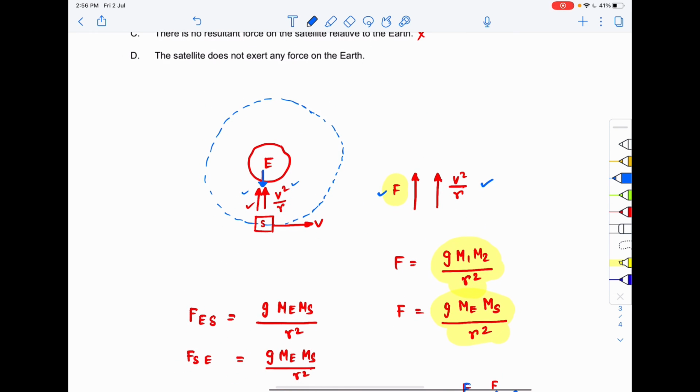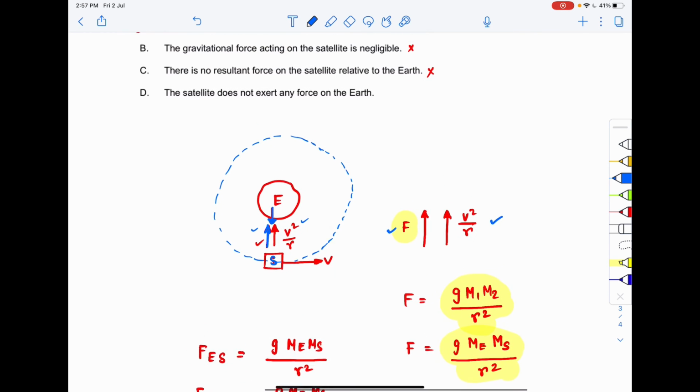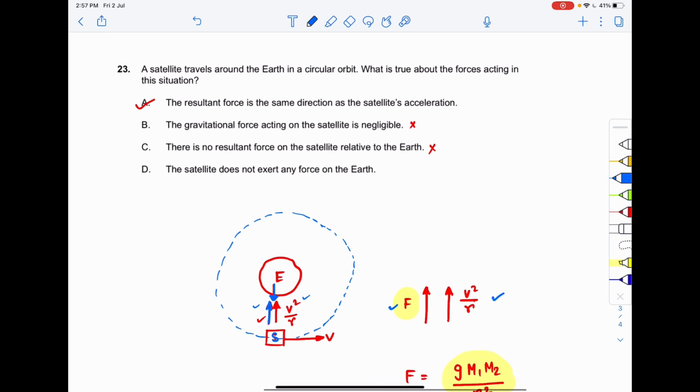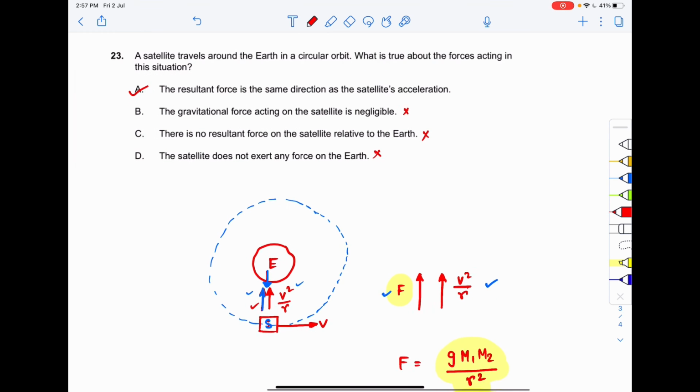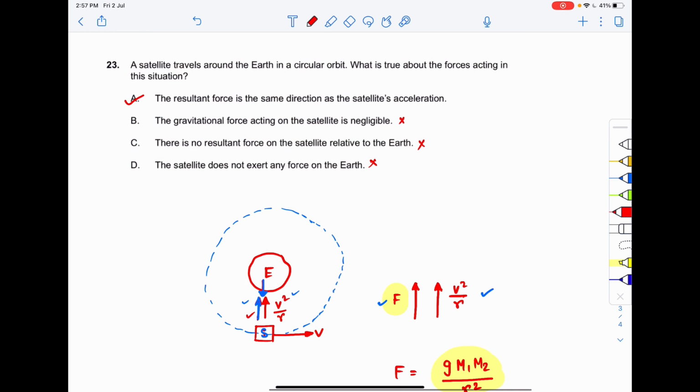In this manner, the satellite is giving a force F on the earth. Similarly, the earth is pulling the satellite to itself with the same force, right? So that means the satellite does exert a force on the earth, so this option is also incorrect. So the correct option to your question number 23 will be option number A. I hope you got the question.